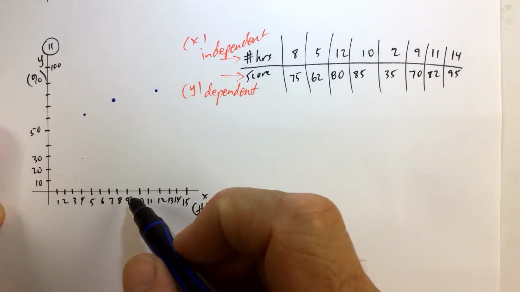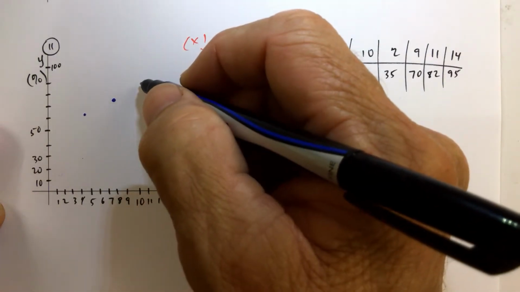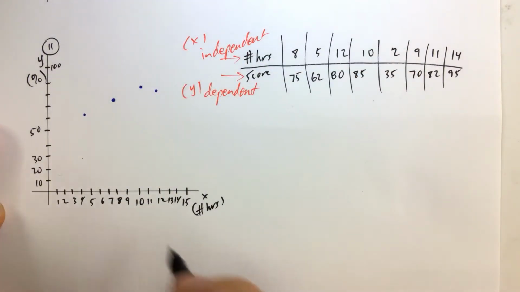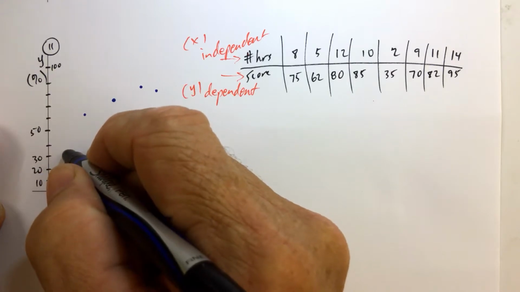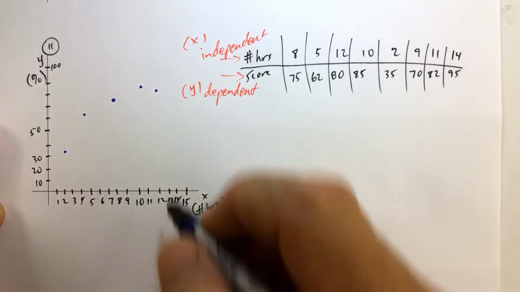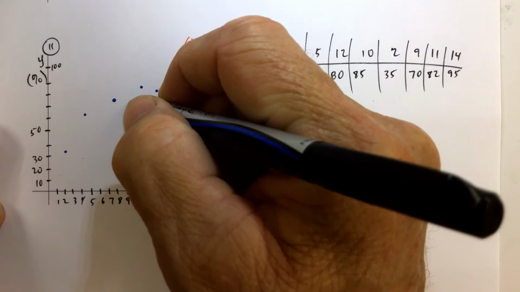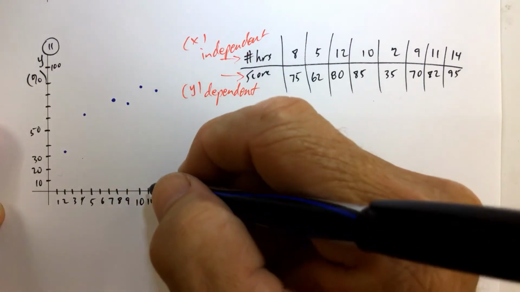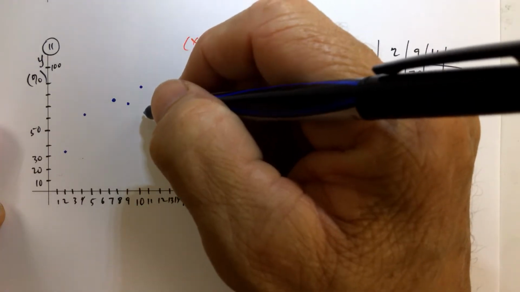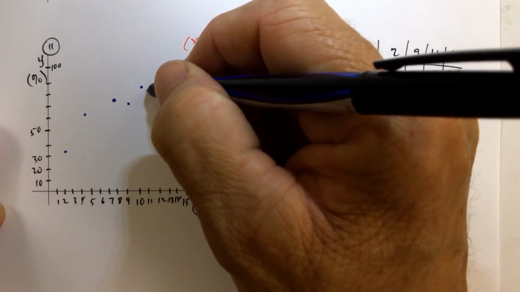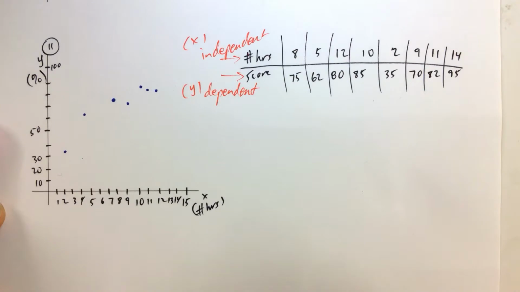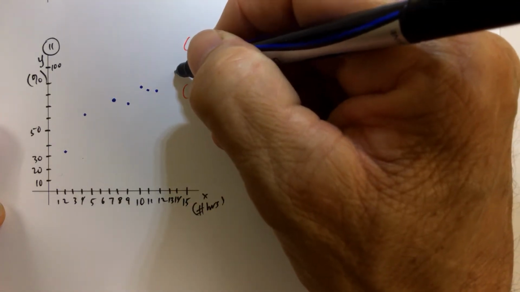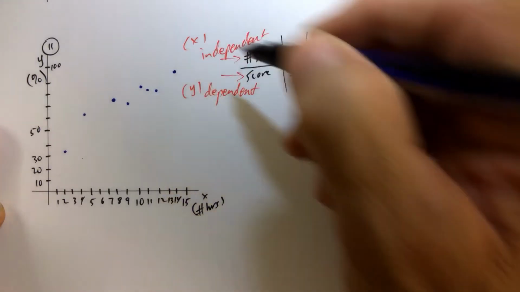10 hours, we got an 85. 2 hours, we got a 35. 9 hours, we got a 70, right about there. 11 hours, we got an 82, right about there. And 14 hours, we got a 95. That was our last test, and we needed to get a good score there.